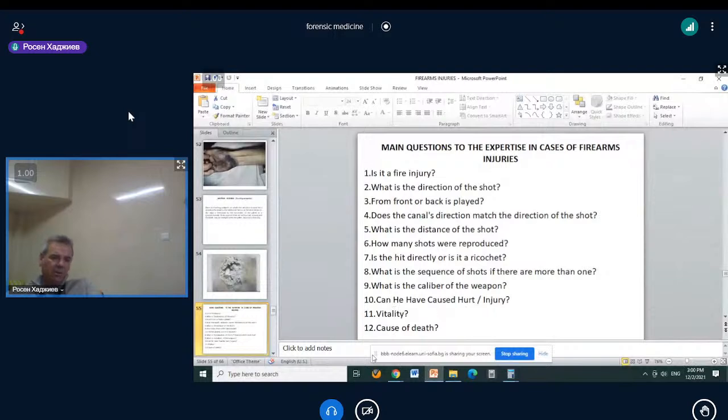What is the caliber of the weapon? How can we distinguish it? It's very easy when I find the bullet itself. We can tell about the caliber. If we do not manage to find it, it's difficult. We can give all the information to the ballistics experts to do their expertise. Otherwise, we will not be able to say the caliber, only when we find the bullet. What caused the injury: suicide or homicide, the vitality of the injury, and the cause of death.